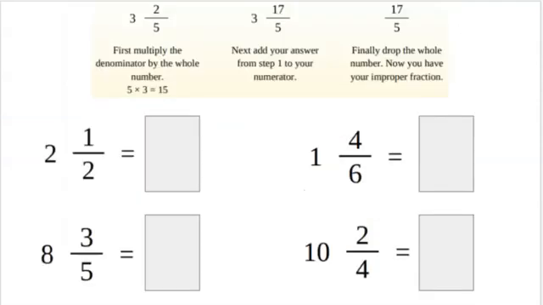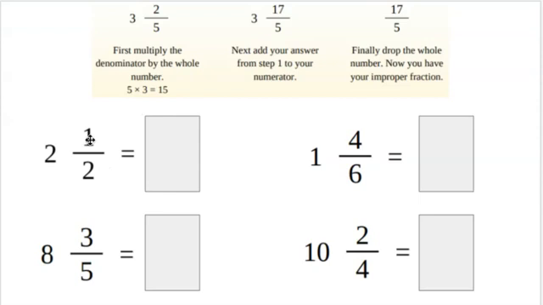All right. So once again, you can see on this slide, I included the steps at the top, but let's do some together. All right. So I know that in order to change this into an improper fraction, my first step, you can see it right here, is to multiply the denominator by the whole number. So I'm going to do 2 times 2, and I get 4.